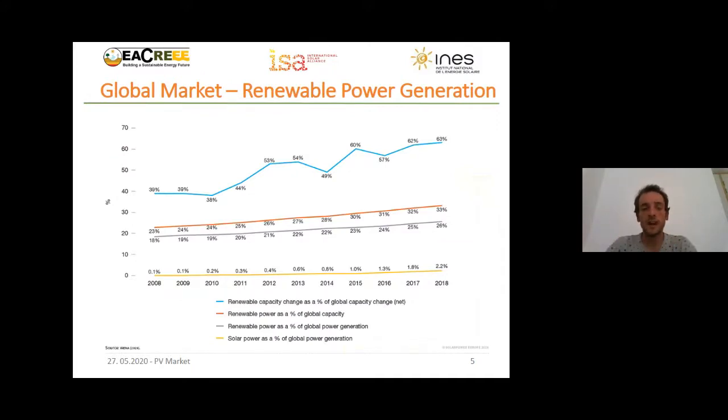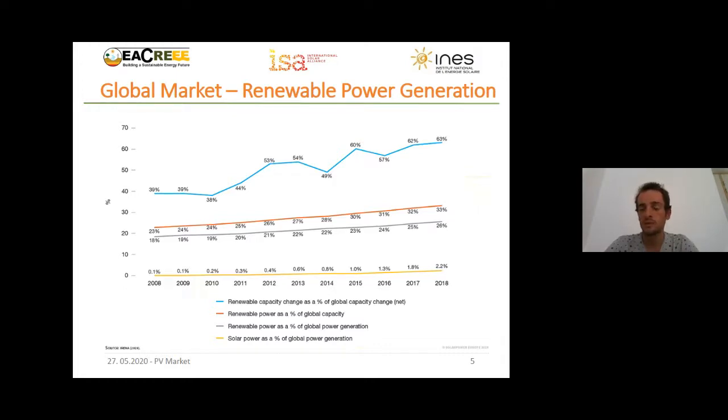So this is a nice curve where we can learn a lot of things about the global renewable power generation market. This curve is extracted from the IRENA report from 2019, so one year ago. So it's quite recent data. There are four curves that we can look into in detail.